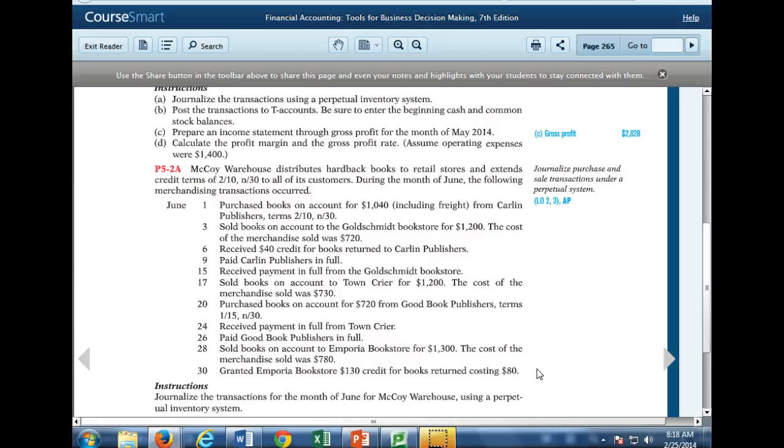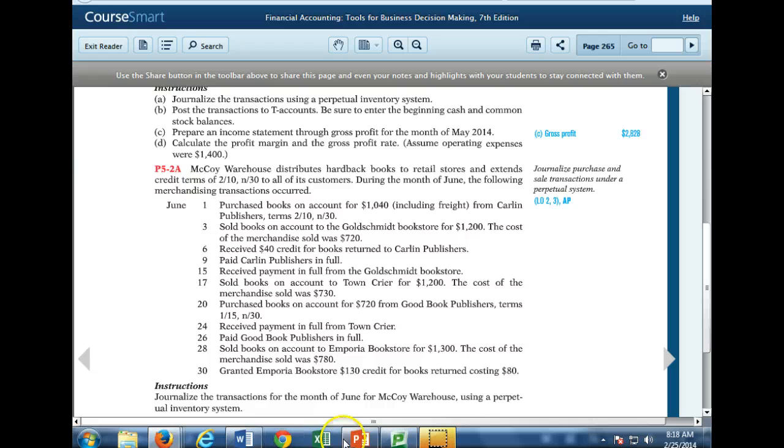Sold books on account to Goldschmidt Bookstore for $1,200. The cost of the merchandise sold was $720. Now we know with this we've got to do something unique, don't we? Why are we doing something unique here? We need to show two transactions. Why is it we need to show two transactions? For the inventory and then the revenue. Perfect. For the inventory and then also for the revenue.